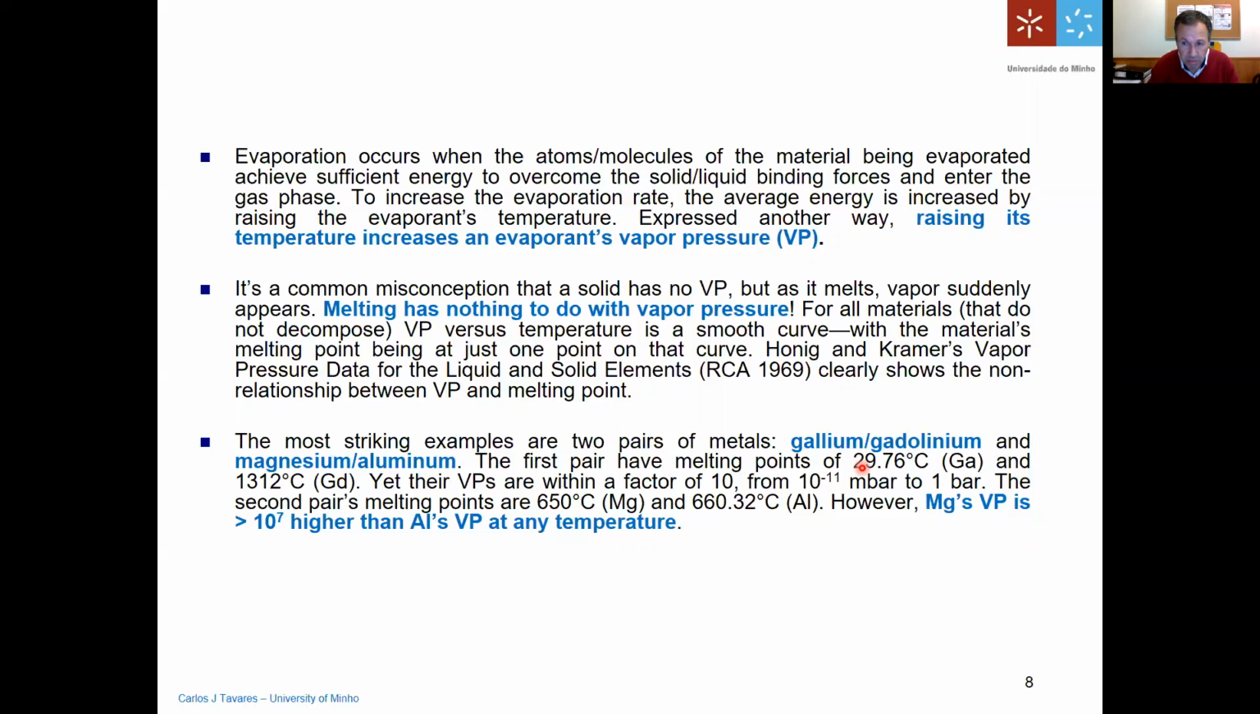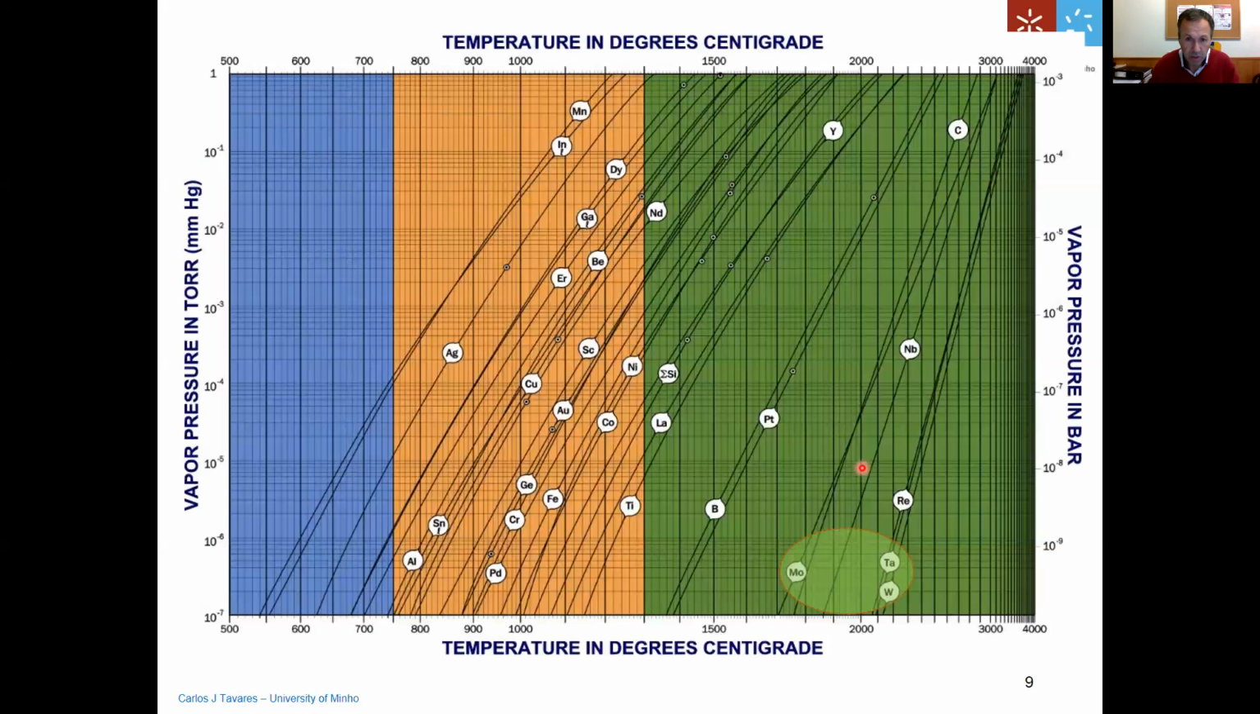However, the magnesium vapor pressure is almost 10 million times higher than aluminum's at any temperature, despite having almost the same melting point. And this is what I'm going to show you. So here you can look at aluminum, for example, and at these metals here, molybdenum, tantalum, and tungsten. And what they have in common is the pressure which they are indexed to now in this chart.